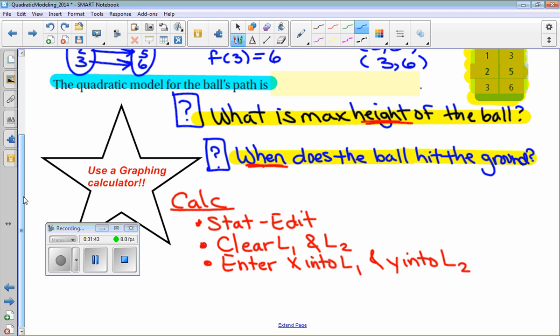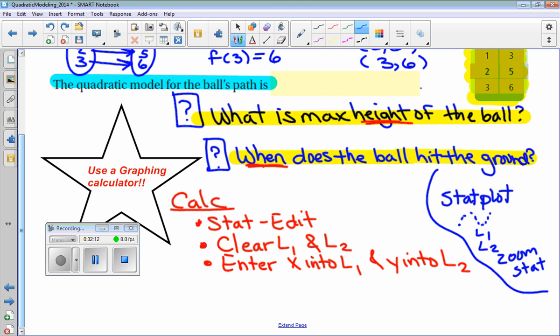You don't have to do this, but if you're interested, you can go to second y equals, which is called stat plot. Second y equals, and plot 1 we're going to turn on. Notice there's several types. I want that first little type that looks like this. That's called a scatter plot. L1, L2, and then you're going to zoom stat. Okay? So if you wanted to graph it, that's how you graph it.